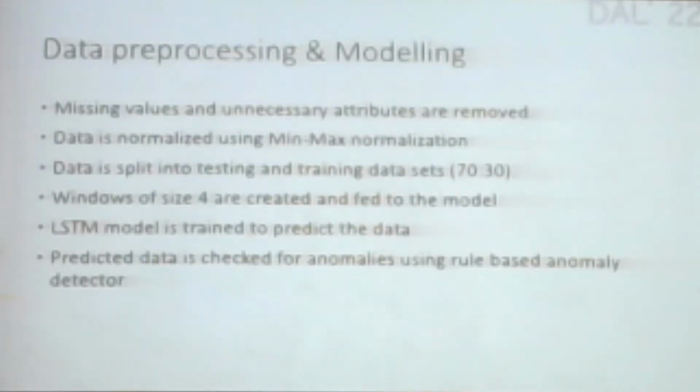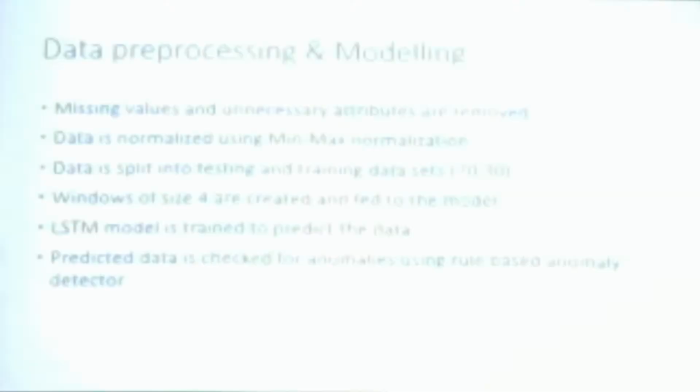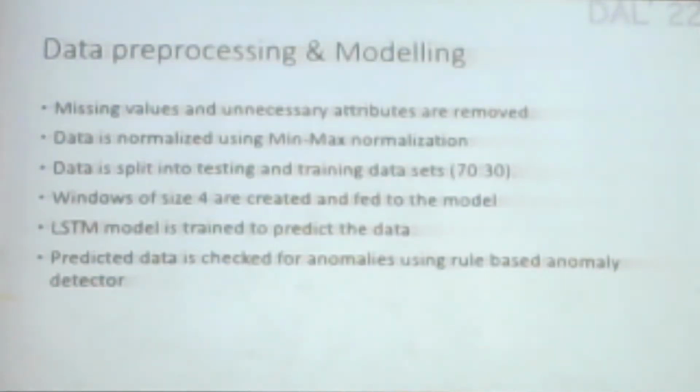Basically, it was a 70-30 split, and we used an LSTM model to predict the future values. The batch size was 4. That is, the future values were predicted based on the previous 4 values of all the 4 parameters. And after this, we used a rule-based anomaly detector to check for anomalies in the predicted values.